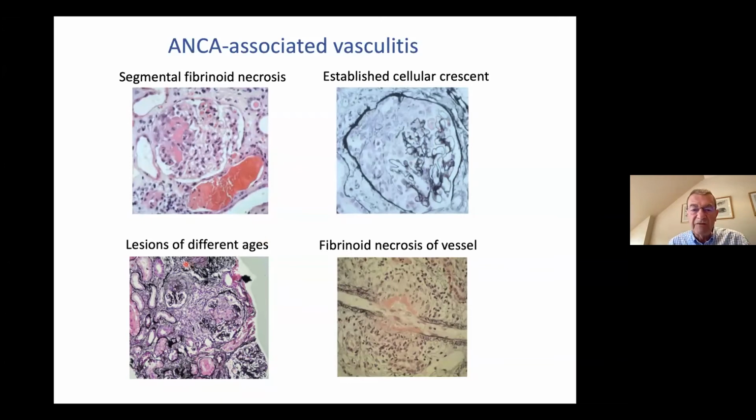Characteristically, there are lesions of different ages because the disease remits and relapses. And you can see here, there's an active lesion next to a nearly normal glomerulus, next to a scarred glomerulus. And this is very unlike the crescentic nephritis in anti-GBM disease, where all the crescents are usually the same age. And occasionally, in maybe 15% or so of cases, you can see fibrinoid necrosis of small renal vessels.